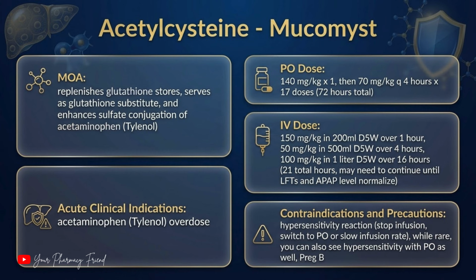One potential adverse effect is a hypersensitivity reaction, particularly with the intravenous formulation. If this occurs, the infusion should be stopped temporarily, and management may include slowing the infusion rate or switching to the oral formulation. Although uncommon, hypersensitivity reactions can also occur with oral acetylcysteine. Finally, acetylcysteine is classified as pregnancy category B, meaning that available data suggests no evidence of risk in humans, and it may be used during pregnancy when clinically indicated. Overall, acetylcysteine remains a critical and life-saving antidote in the management of acetaminophen toxicity, especially when administered early after overdose.